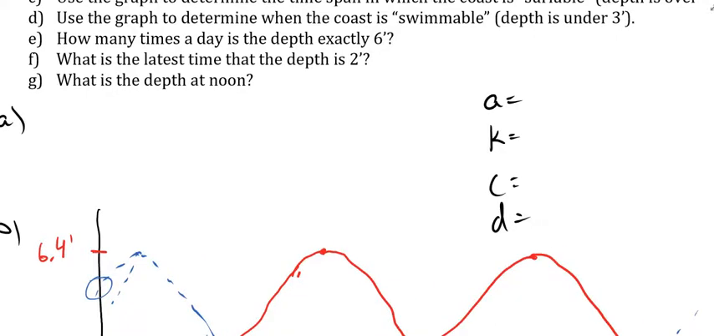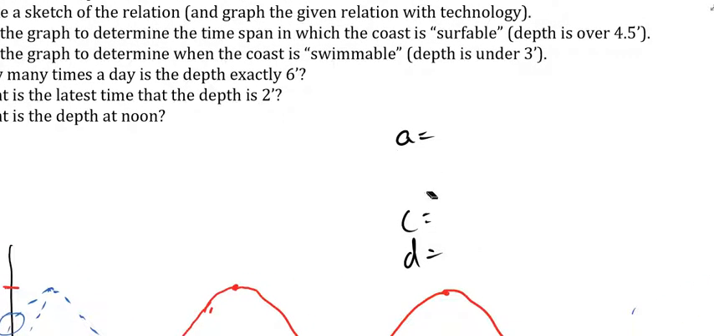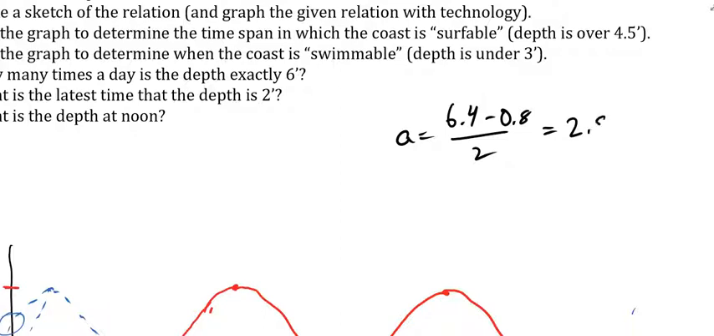How'd you get that? Nice. So I believe it was 6.4 minus 0.8 divided by 2. And you got 2.8? Great.